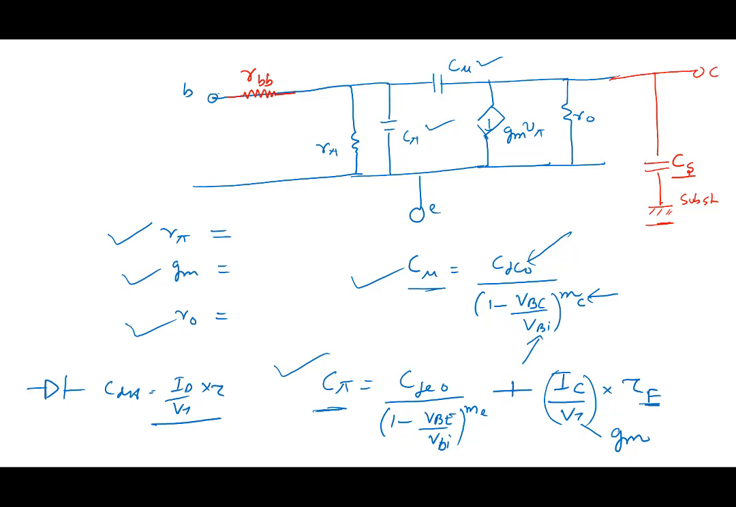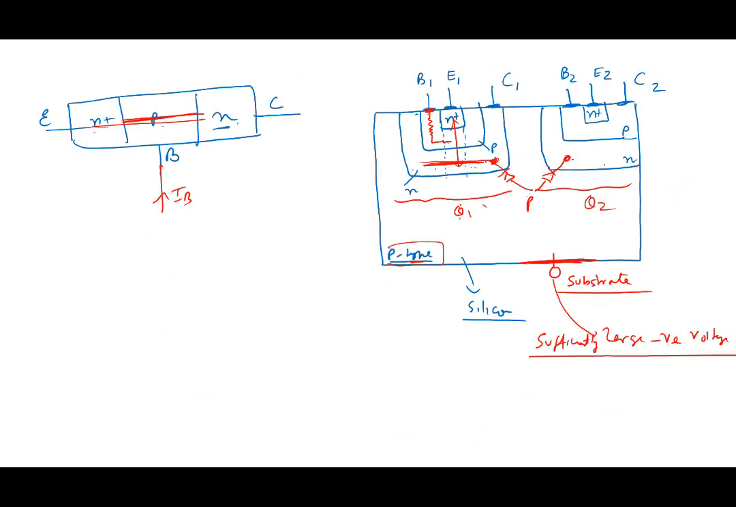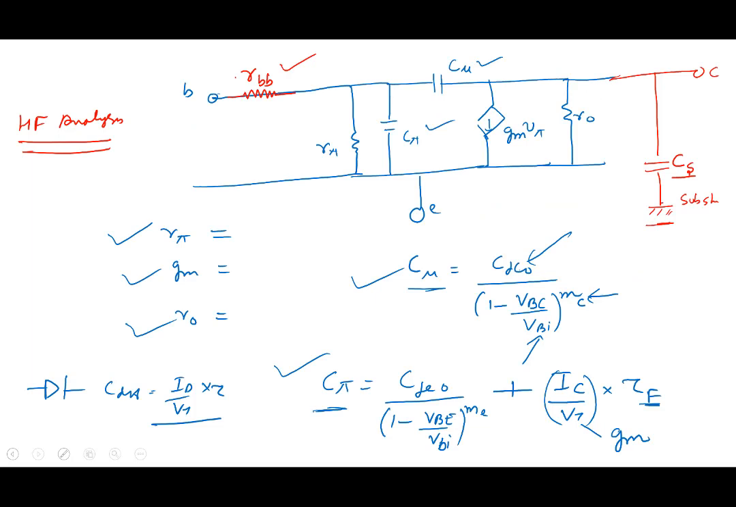So many times, especially when you do high frequency analysis of bipolar circuits, you have to know RBB. RBB is very important for high frequency analysis. RBB plays a very, very important role. So you have to know RBB here, and you have to include CS also. And then the rest I've already talked about: C pi, R pi, C mu, GM, and R naught. All these things are there.